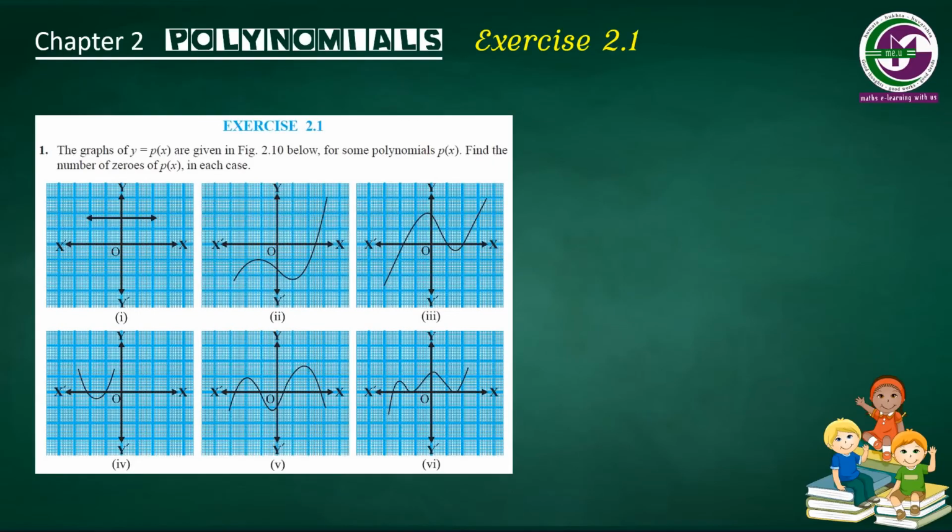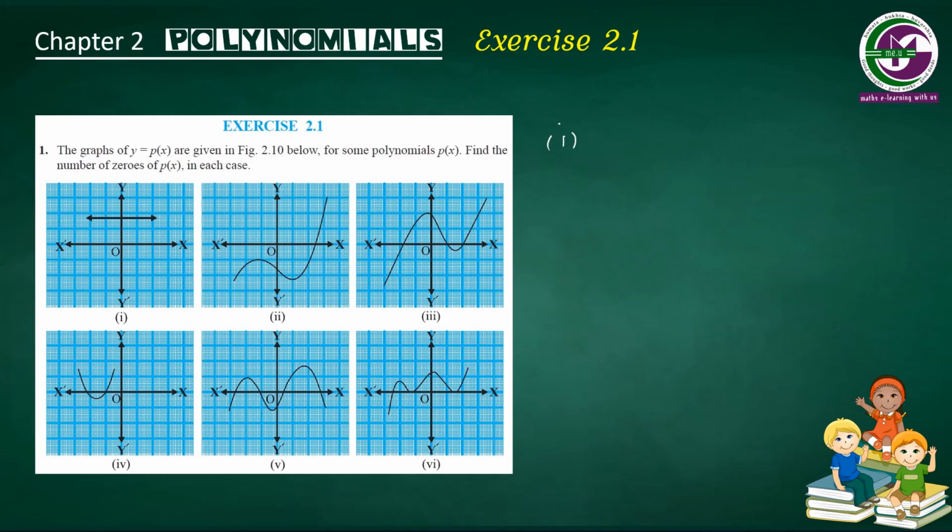Now you can solve exercise 2.1. Exercise 2.1 is very simple, but usually these types of questions are asked in board exams also for 1 mark. The question is: the graphs of y equals p of x are given in the figure for some polynomials p of x, and you need to find the number of zeros. Just now we studied how you can find the zeros of a polynomial from the graph. So we'll count the number of times it crosses the x-axis.